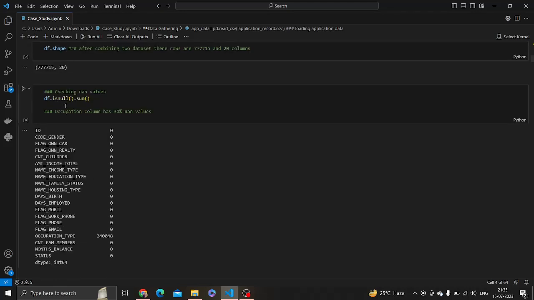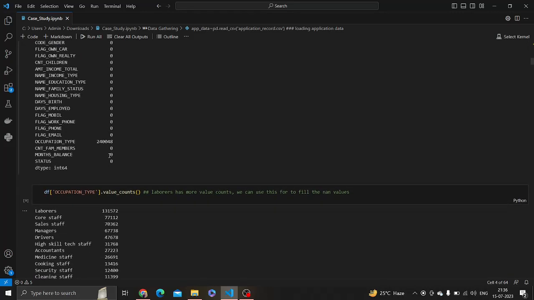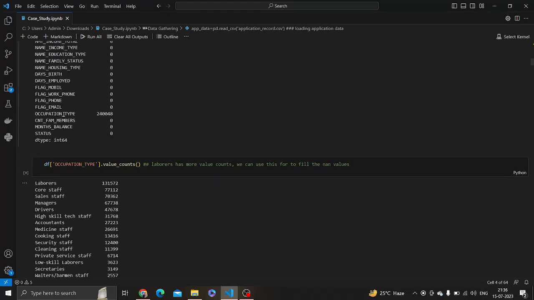And I'm going to check how many null values are present there. The not-a-number values I showed you before are NaN values. In the occupation type, 2,40,048 records are null, and for the rest of the columns there are no null values. So we have to impute the null values of occupation type with some other value.